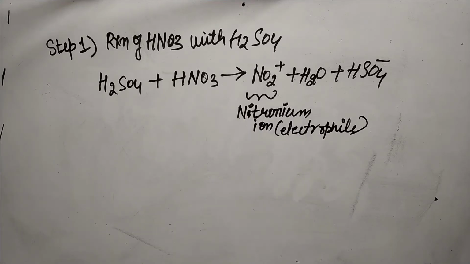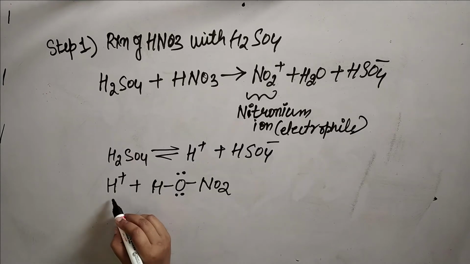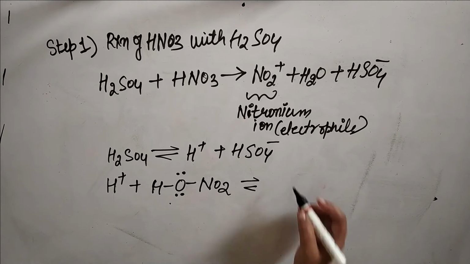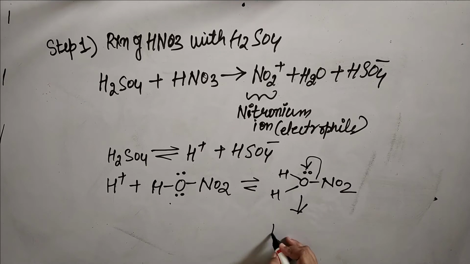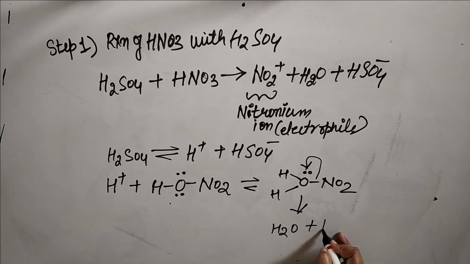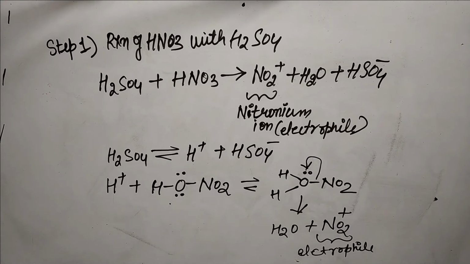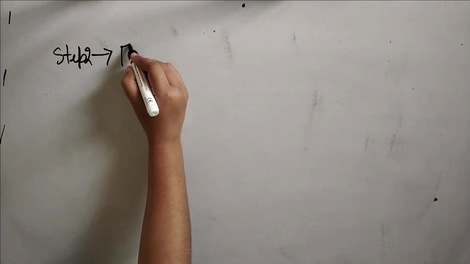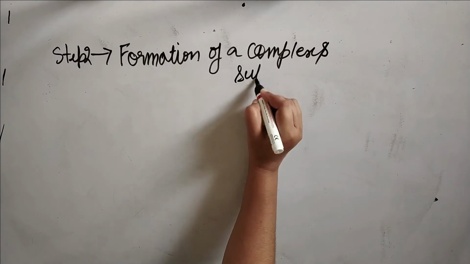So let's see how this nitronium ion forms. This H plus ion reacts with nitric acid and forms an unstable complex, and after that it splits into water and nitronium ion, NO2 plus. So this is step number 1, generation of the electrophile. Here you can see the formation of NO2 plus, the generation of the electrophile. In step 2, the formation of sigma complex and substitution reaction takes place.